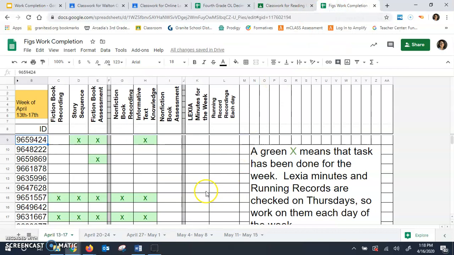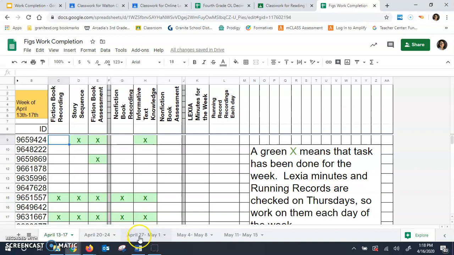Let's take a look at this work completion tracker. It's a little bit different than math. Here you'll see the date, the week of, and all the different assignments that have been assigned for that week. On the left again you see your student's 9 number, and it's different because you have green X's as opposed to scores. So for example, if this is my student, I'll notice that they don't have an X here, which means they didn't complete that assignment, but they did complete these other assignments. These last 2 assignments over here, Lexia and Running Record, are looked at on Thursdays, so they need to work on them each day of the week.